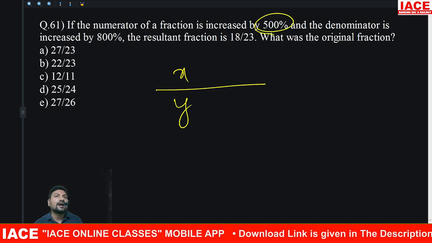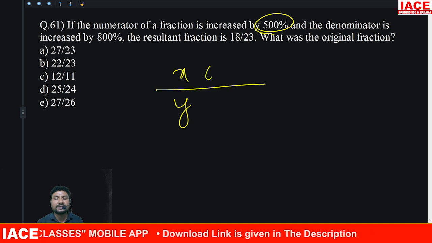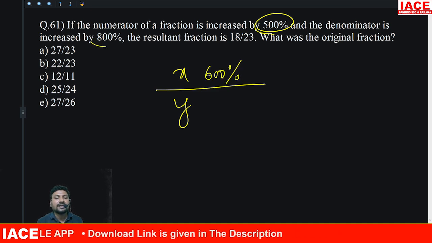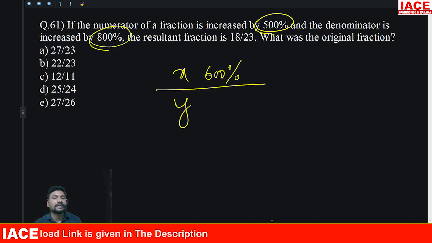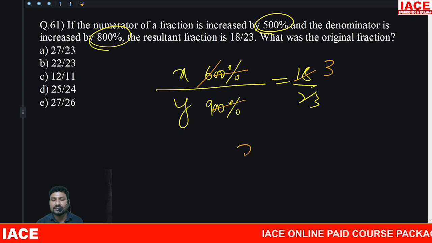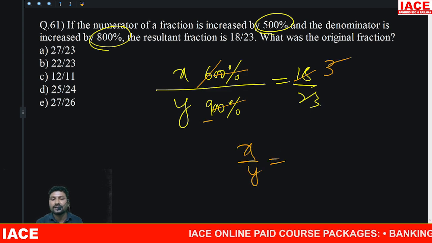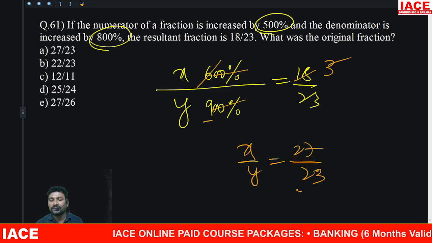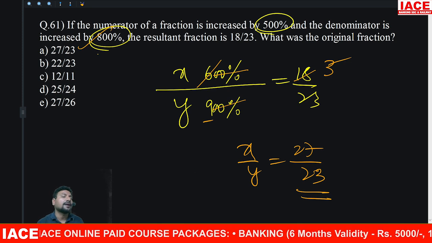If the numerator of a fraction, numerator and denominator will take x by 5. Already numerator 100% is increased by 500% means it is a 600%. Denominator is already 100% increased by 800% means it is a 900%, which is equal to 18 by 23. So cancel the percentage symbol. 6 to 18 in 3 times, then x by y equal to 9 3s are how much? 27 by 23, option A.